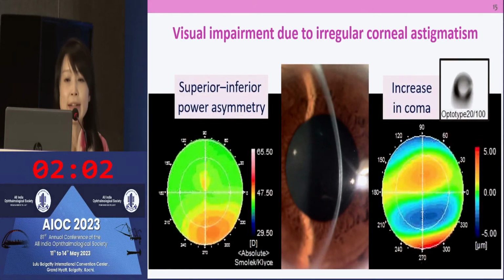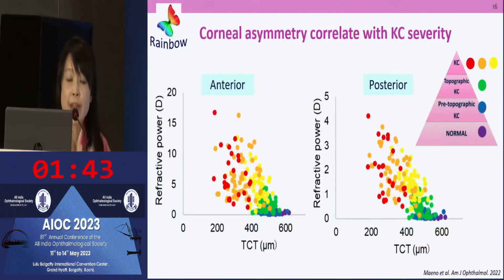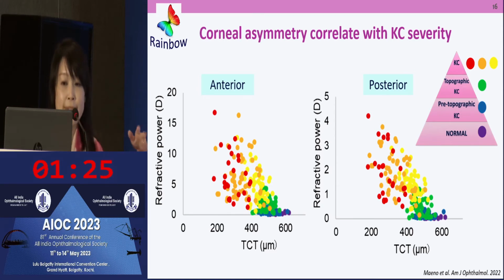Superior-inferior power asymmetry is a characteristic of keratoconus. Visual impairment due to irregular corneal astigmatism is caused by an increase in coma, a kind of superior-inferior asymmetry. So we focus on the corneal asymmetry component from both anterior and posterior components. When we look at the relationship between the corneal thickness and the asymmetry components, you can see a nice relationship between these parameters.